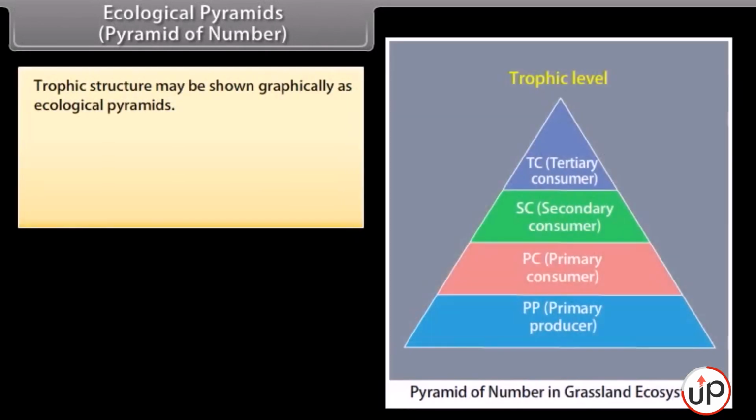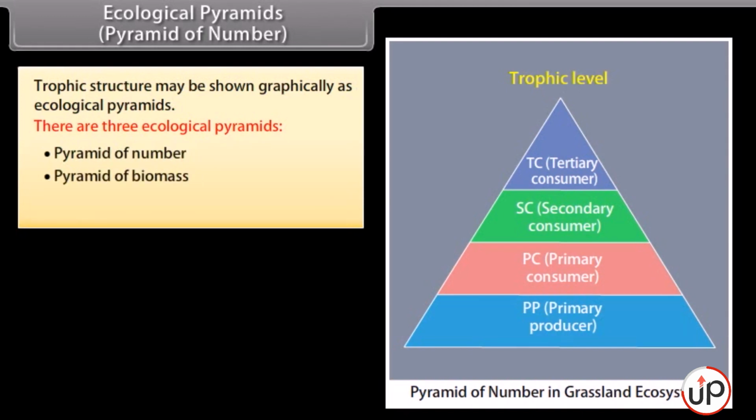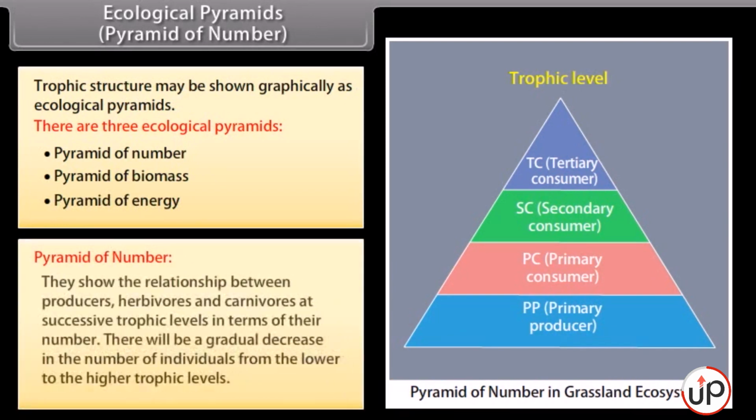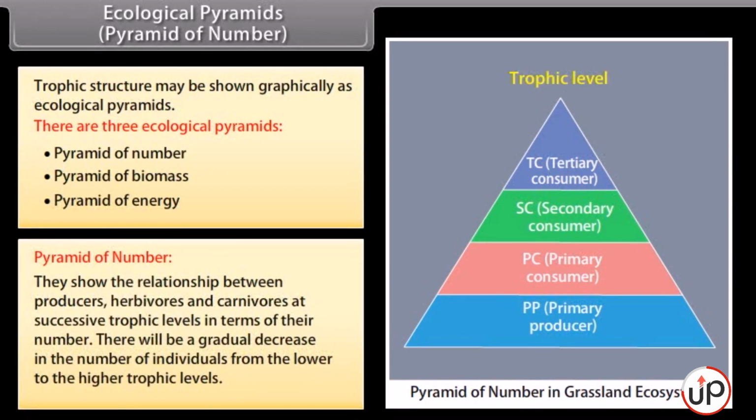Ecological pyramids. Pyramid of number. Trophic structure may be shown graphically as ecological pyramids. There are three ecological pyramids: pyramid of number, pyramid of biomass, pyramid of energy. Pyramid of number. They show the relationship between producers, herbivores, and carnivores at successive trophic levels in terms of their number. There will be a gradual decrease in the number of individuals from the lower to the higher trophic levels.